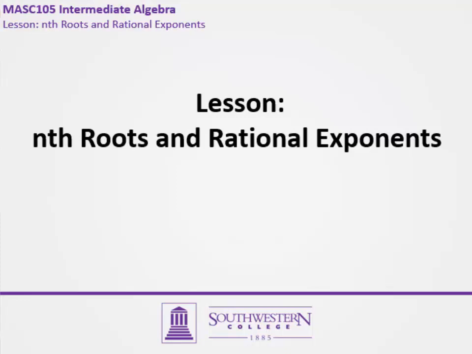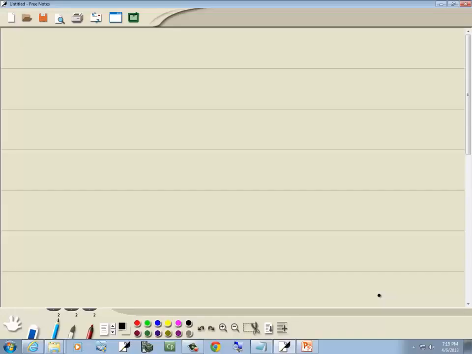Let's take a look at nth roots and rational exponents. Now this is a radical right here. Looks something similar to that, and you've got something underneath. It's a radical. Now, some of them may look like this, where you have a number in this little slot right here. That's called your index.